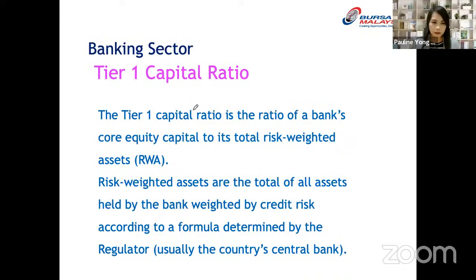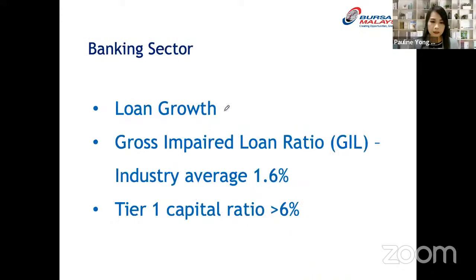Okay, so let's talk about the banking. If you were investing in banking stocks in January, I think you are on the right track, meaning that you see your banking stocks are increasing. So what are the things that we need to look at? We need to look at the loan growth. When the economy is recovering, we should see loan growth. And then the gross impaired loan ratio, whether they have certain loans that are in question.